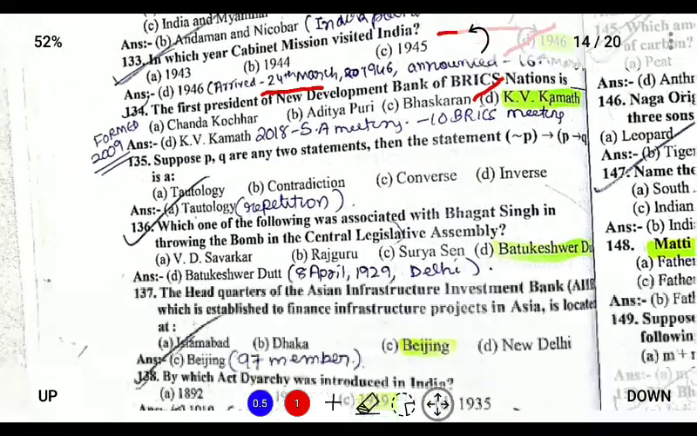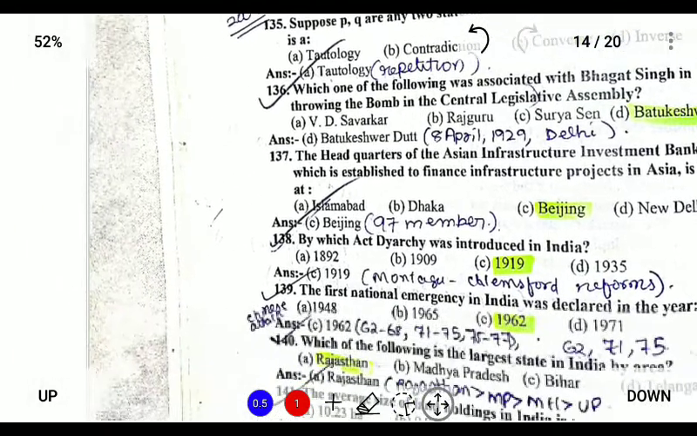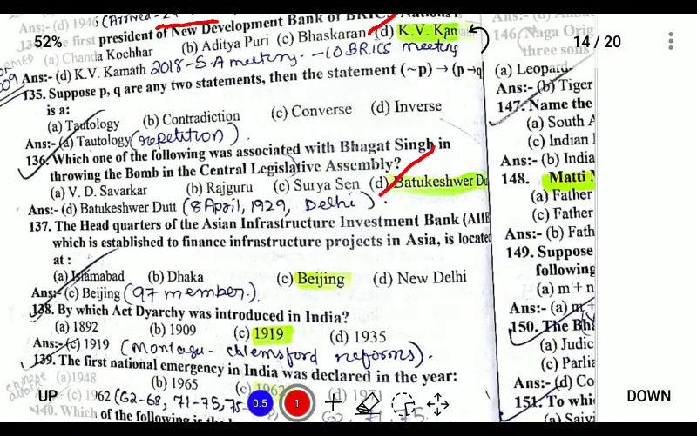Now next, which one of the following is associated with Bhagat Singh in throwing the bomb? So Bhagat Singh threw a bomb at the Central Legislative Assembly with Batukeshwar Dutt, and this was done in order to protest the Public Safety Bill on 8th April 1929. The headquarters of the Asian Infrastructure Investment Bank is located in Beijing, and it consists of 97 members.